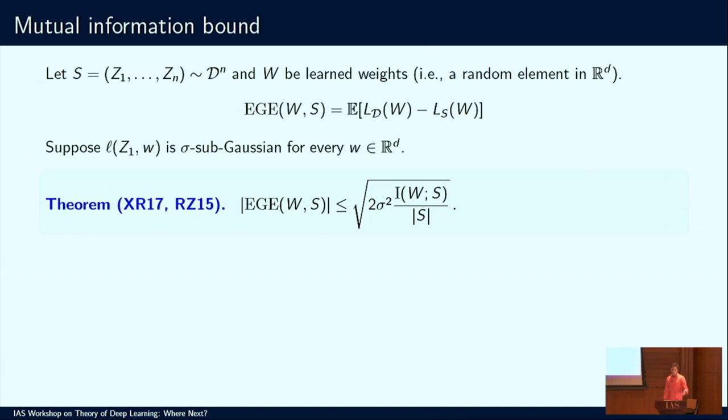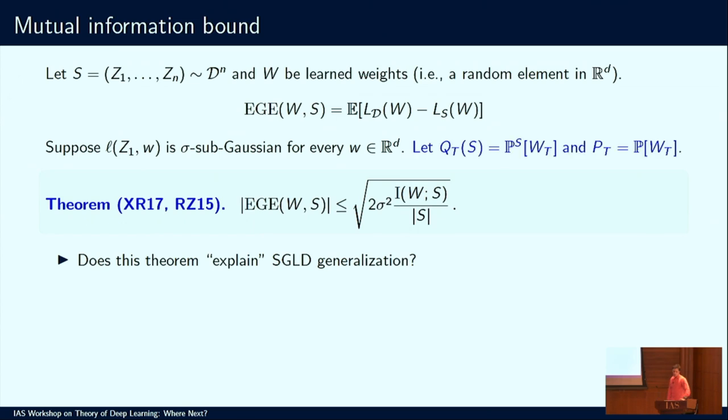So does this theory explain SGLD generalization? All right. Well, I think there's no chance it explains SGD, in my opinion, because I don't have proof, but I'm pretty sure the mutual information in SGD is going to be infinite, right? So it can't possibly directly explain SGD. Maybe you can be clever and get around this. But does it explain SGLD? Well, we'd have to understand that.